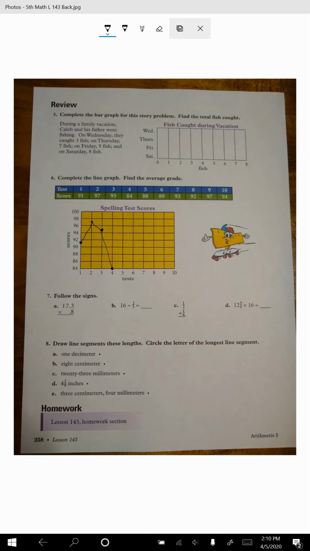Okay, so you have to find the average grade. This is the other thing you have to do. And remember, to find the average, you're going to add up all of those test grades. And then you're going to divide that total by how many tests there were, which is 10. Okay? Let me just remind you, you're going to need a ruler for this bottom part.